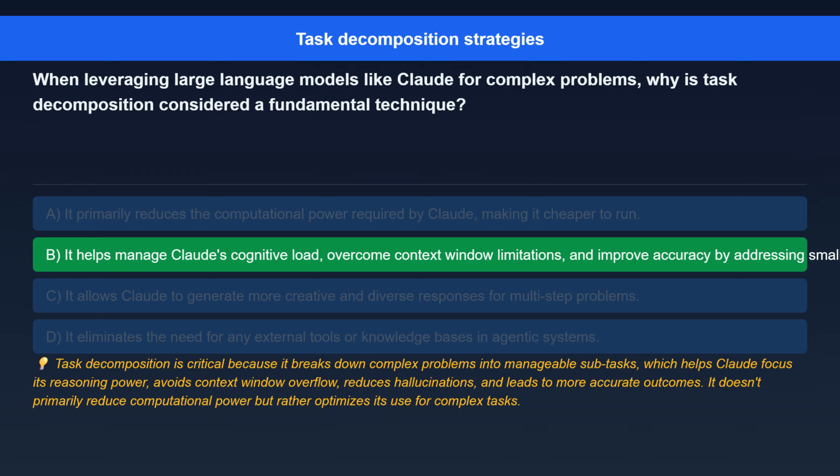The correct answer is it helps manage Claude's cognitive load, overcome context window limitations, and improve accuracy by addressing smaller, defined subtasks. Here's the explanation. Task decomposition is critical because it breaks down complex problems into manageable subtasks, which helps Claude focus its reasoning power, avoids context window overflow, reduces hallucinations, and leads to more accurate outcomes. It doesn't primarily reduce computational power, but rather optimizes its use for complex tasks.